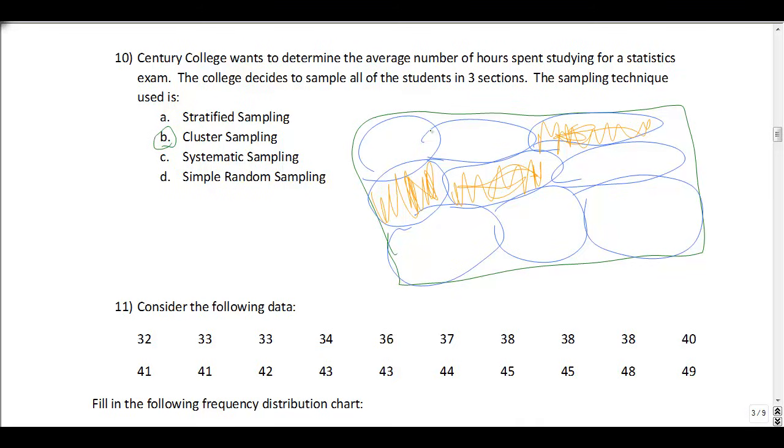Again, the problem is maybe in this section the students are studying an awful lot because the exam is particularly hard, or the students in that section are in there because of some other class combination they have, and they therefore study more or less than other students. There might be some reason why the students are in that section. So this would be cluster sampling, though.